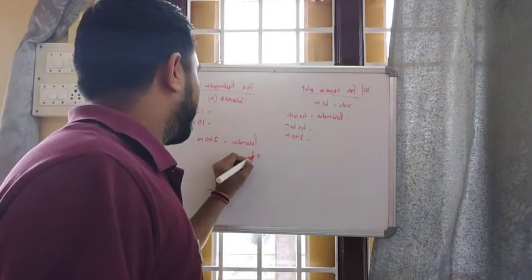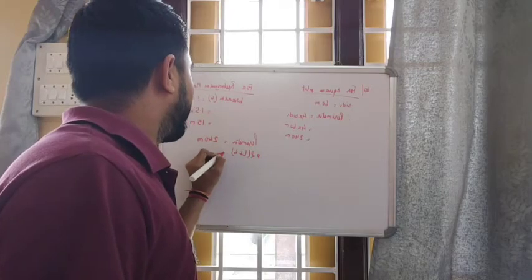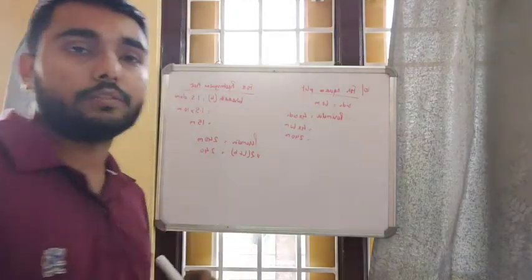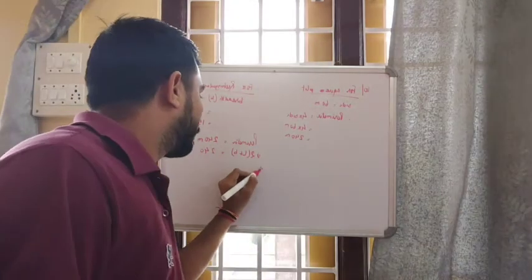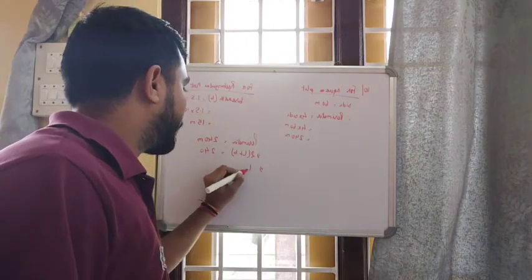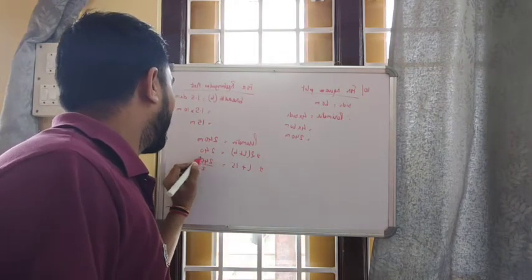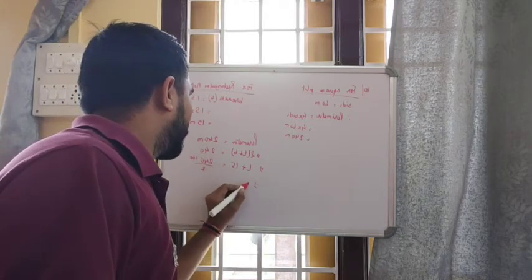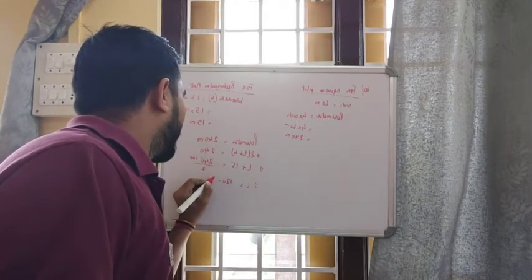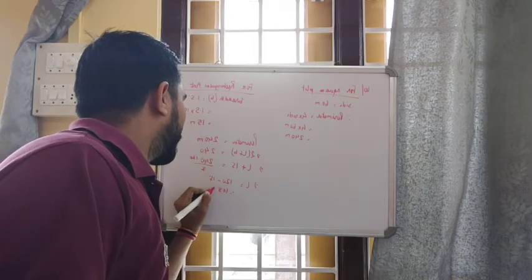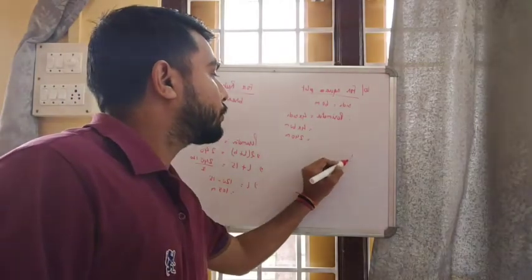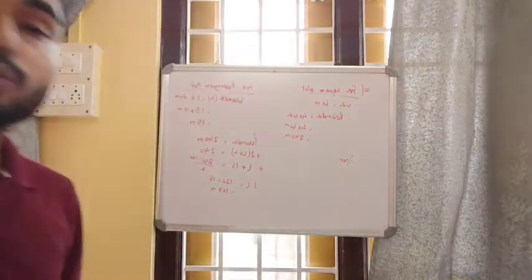So perimeter will be 2 into (length plus breadth). That is 240 equals 2 into (length plus 15). Taking 2 to the other side, 240 divided by 2 is 120. So length will be 120 minus 15, that is 105 meter. Now we need to find which plot has the greater area.